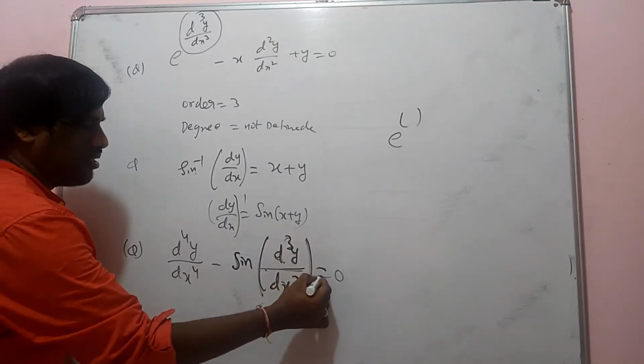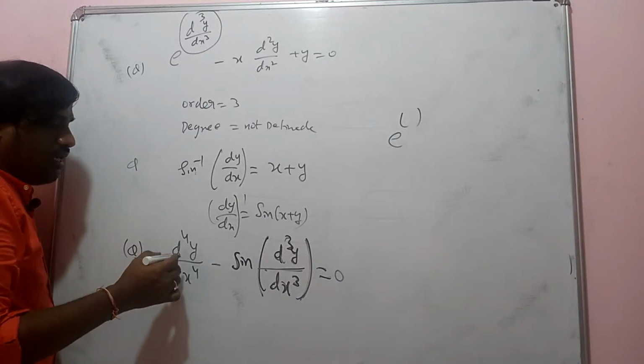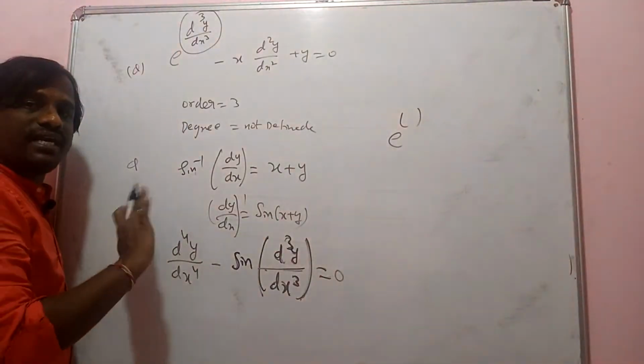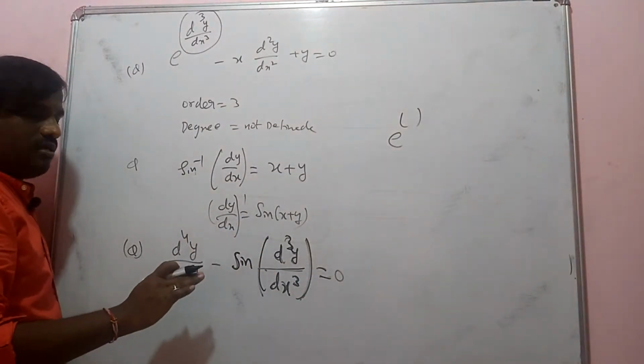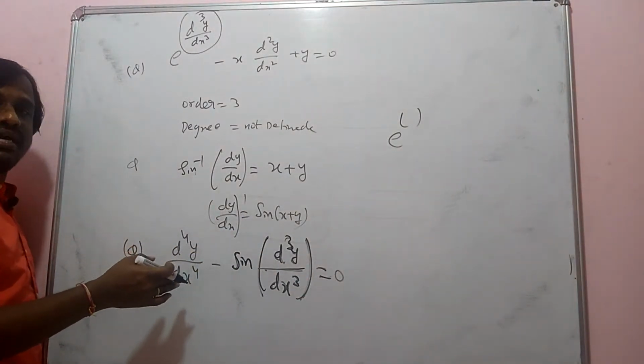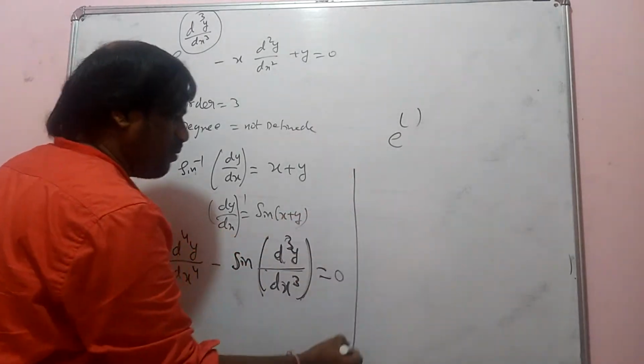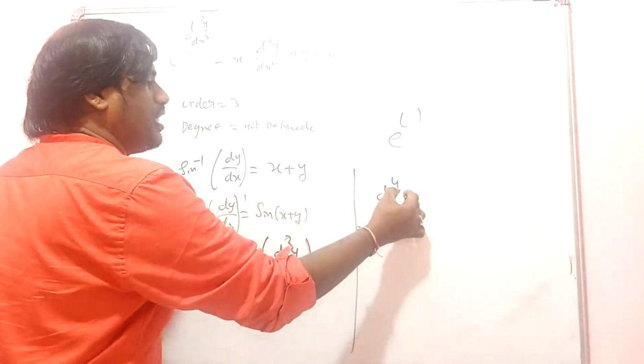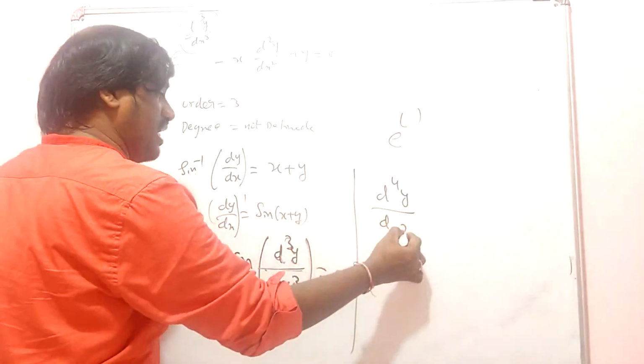Look at this picture. You need to understand this. Here I cannot separate sine from that side. I cannot separate now. This is not possible. Now it is not possible to separate that side. If I want to do some logic here, I'll tell you. If I send that side, I get d power 4 by dx square.